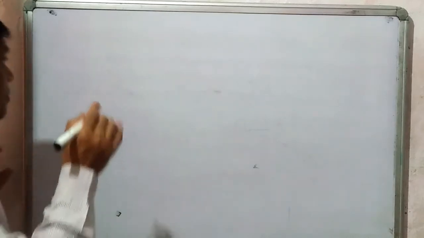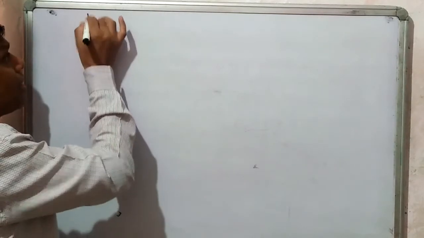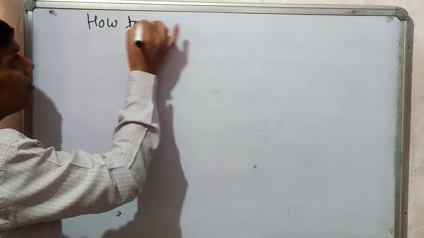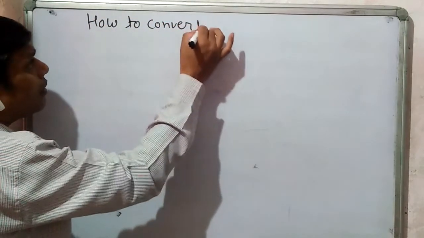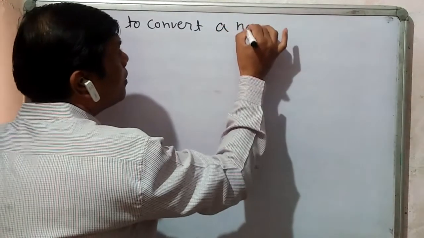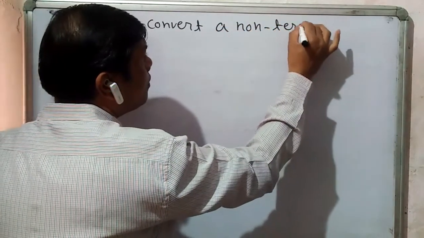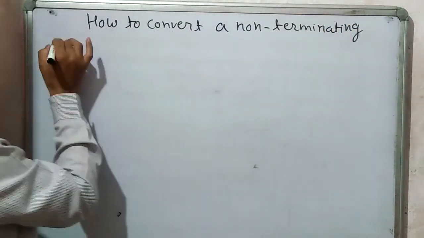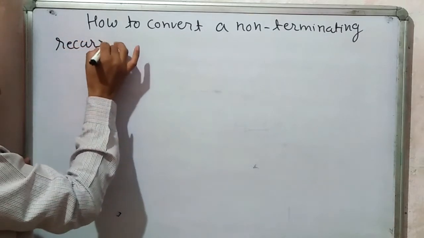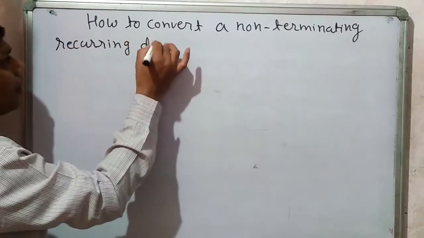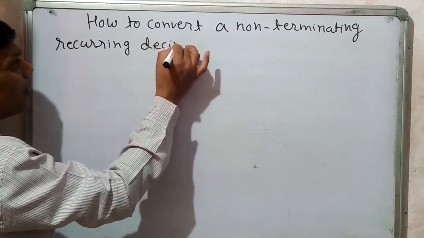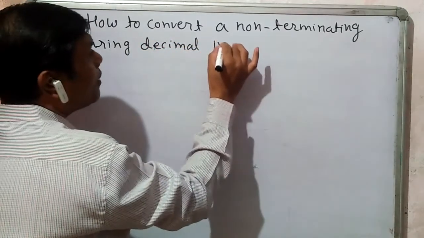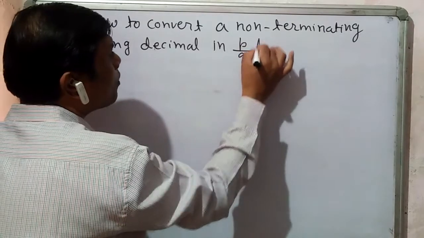Dear students, the next very important concept, and this is very important to understand, is how to convert a non-terminating recurring decimal in P upon Q form.